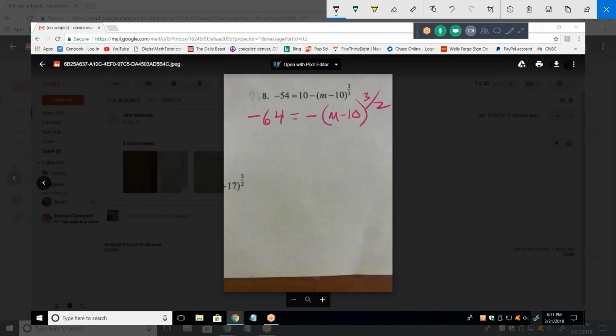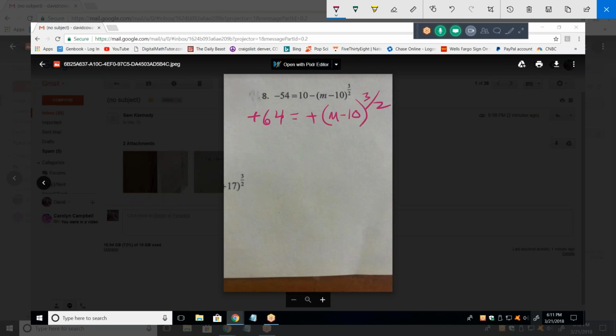Now what? So is it just negative m plus 10? No, let's not distribute that. Let's divide both sides by minus 1. That way we turn that one into a positive and we turn that into a positive. Okay. Now notice that the minus 10 that goes with the m is inside the parentheses.